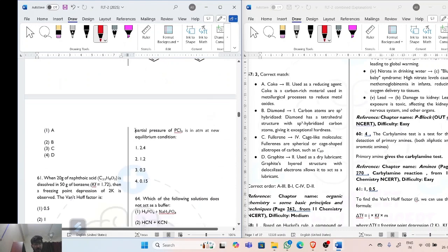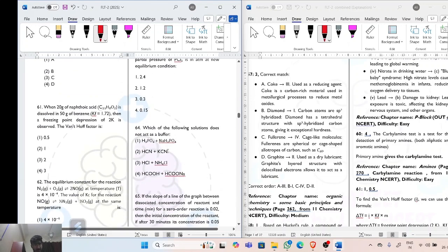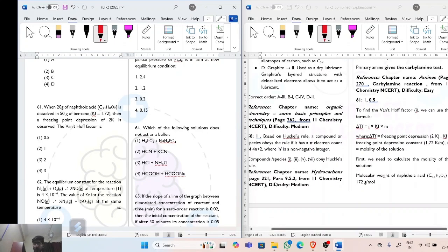Now comes question number 61. When 20 gram of naphthoic acid, C11H8O2, is dissolved in 50 gram of benzene, Kf value is given, then a freezing point depression of 2 Kelvin is observed. We have to find the van't Hoff factor. So first of all, the equation for the freezing point is delta Tf equals i into Kf into molality. We have to find all these things step by step.